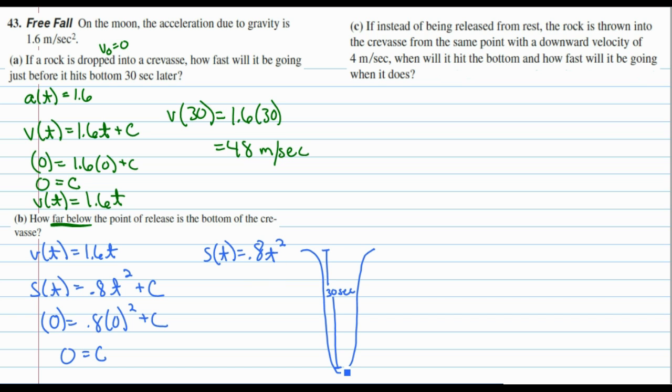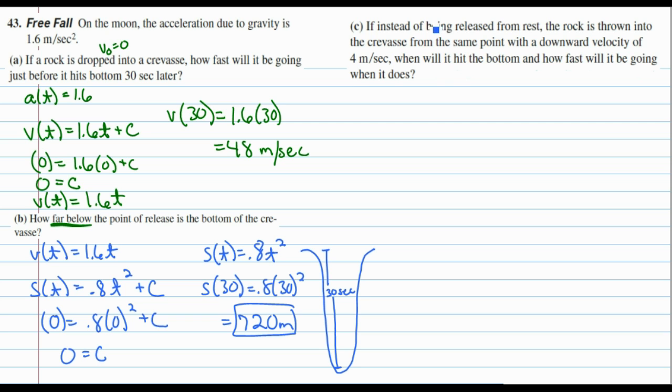Now it took 30 seconds for this rock to drop down to the bottom of the crevice, so I can find its position. It fell for those 30 seconds using my position equation. So S of 30 is 720 meters.